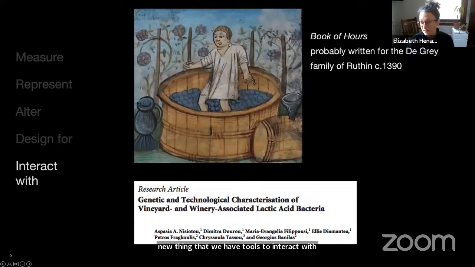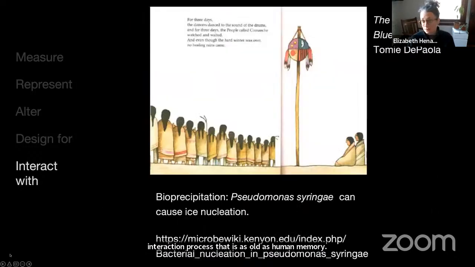For example, winemaking is a microbial interaction process that is as old as human memory, probably. And there are also different ritual practices that we can understand as mediating interactions with microbiomes. There's a hypothesis that bioprecipitation is the mechanism behind why rain dances work. And we're going to talk about that a lot more in our workshop later today.